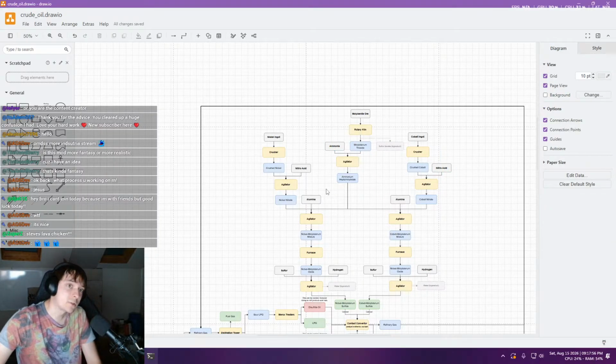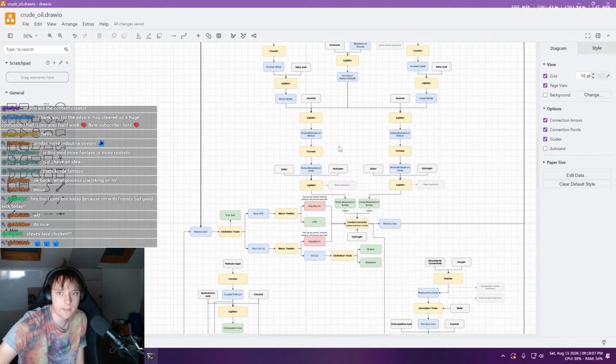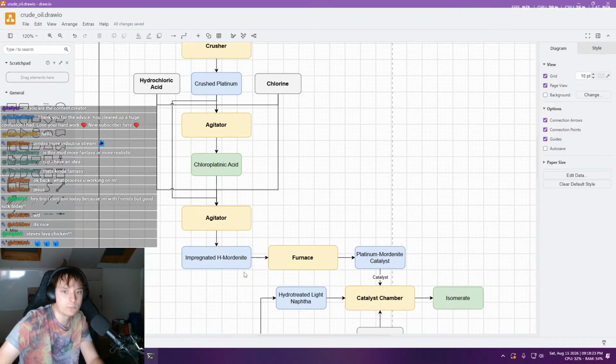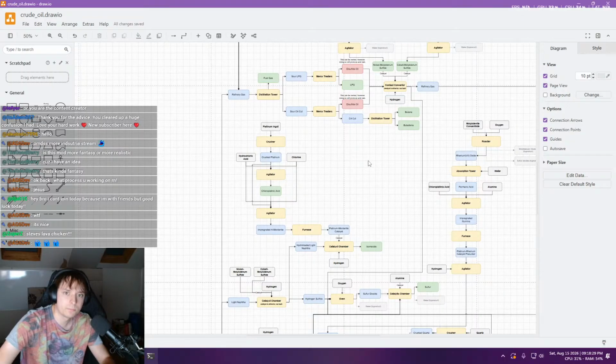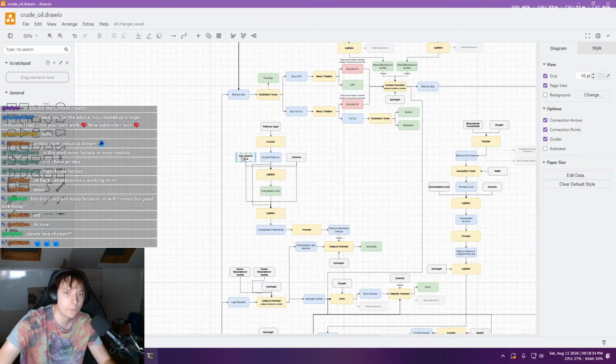So probably I won't even start with crude oil. We'll start with the processing lines for nitric acid and ammonia. Then we'll move on to the processing line for crude oil, or possibly even processing lines for other things. Getting the chloroplatinic acid would be its own processing. Impregnated H mordenite would be a pretty big line in itself, because that needs hydrochloric acid, right? So we would need a whole line for hydrochloric acid.